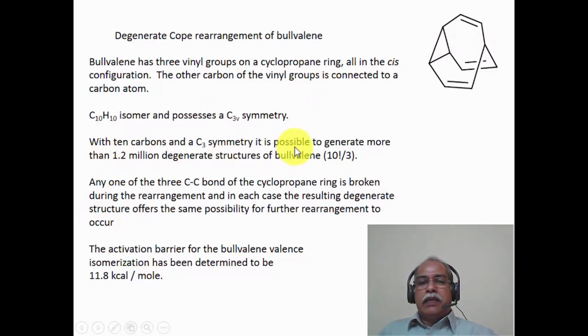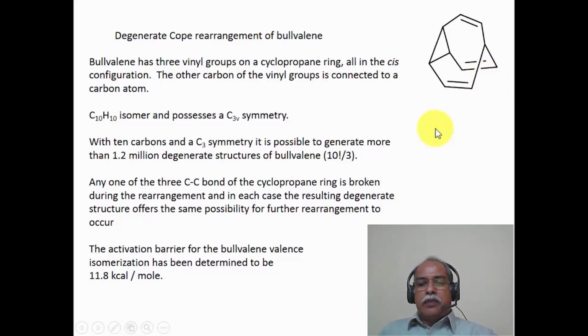With 10 carbons and the C3 axis of rotation, it is possible to generate 10 factorial divided by 3 degenerate structures, which corresponds to close to 1.2 million degenerate structures in the case of the 3,3 sigmatropic rearrangement. All you have to do is take any one of the carbon-carbon bonds of the cyclopropane ring, break it, and connect it via the 2 vinyl groups to the opposite side. So if I break this particular bond, I can connect between these 2 positions, which would correspond to a 3,3 sigmatropic rearrangement. That would again be bullvalene only, in terms of the geometry that is generated.